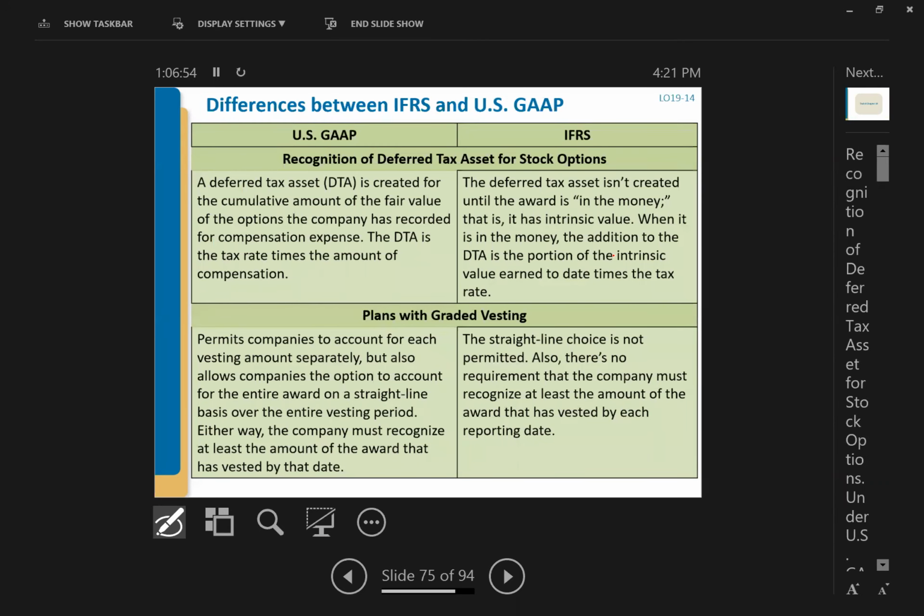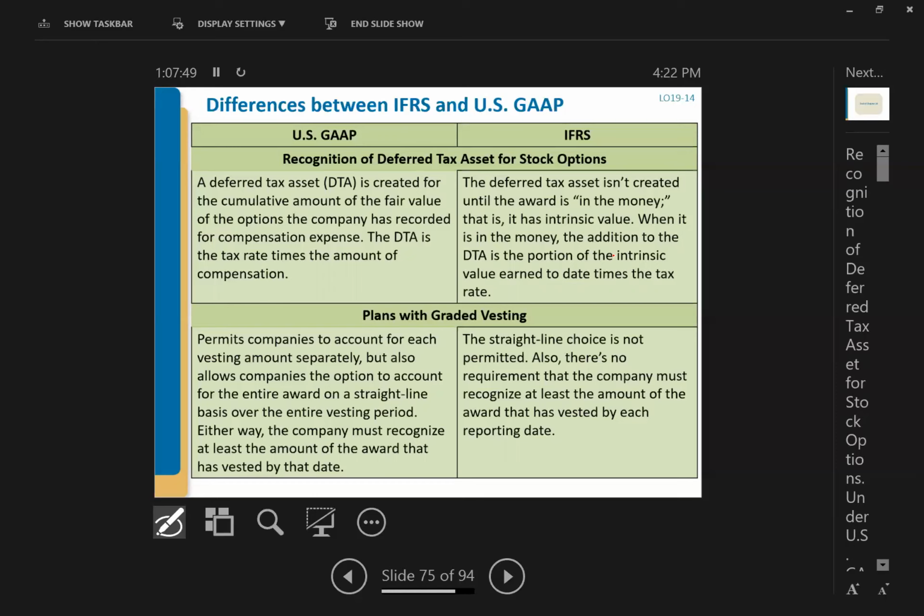The difference between IFRS and US GAAP: under US GAAP, a deferred tax asset is created for the cumulative amount of the fair value of the options the company has recorded for compensation expense. The deferred tax asset is the tax rate times the amount of compensation. Basically, we recorded that compensation expense, from the first part of this textbook. That was a book expense. We would not be allowed to take that for tax purposes, therefore that creates a deferred tax asset. For IFRS, the deferred tax asset isn't created until the award is in the money, which means the market value is higher than the exercise price.